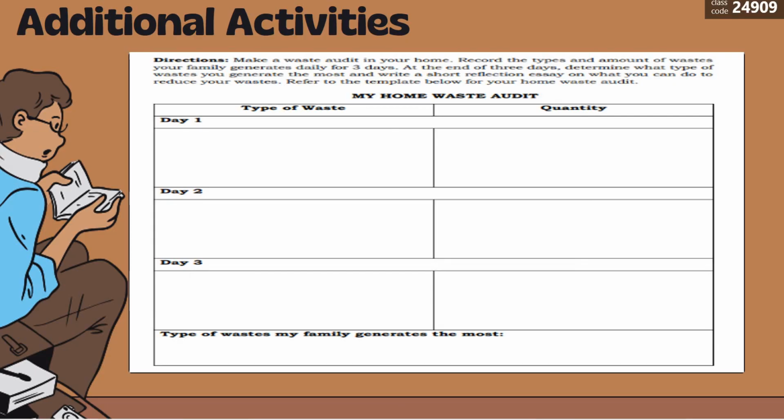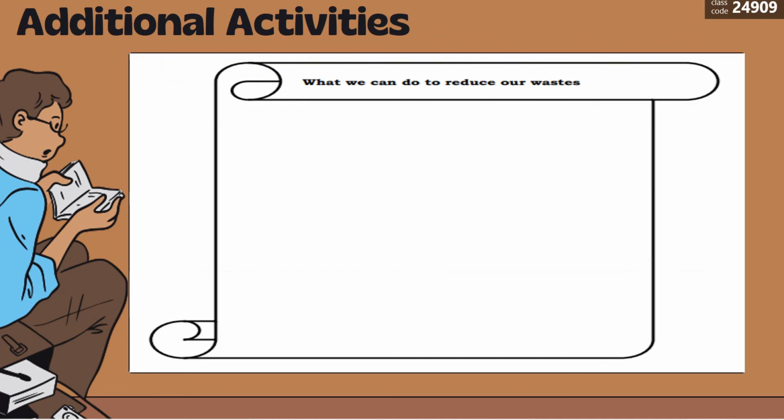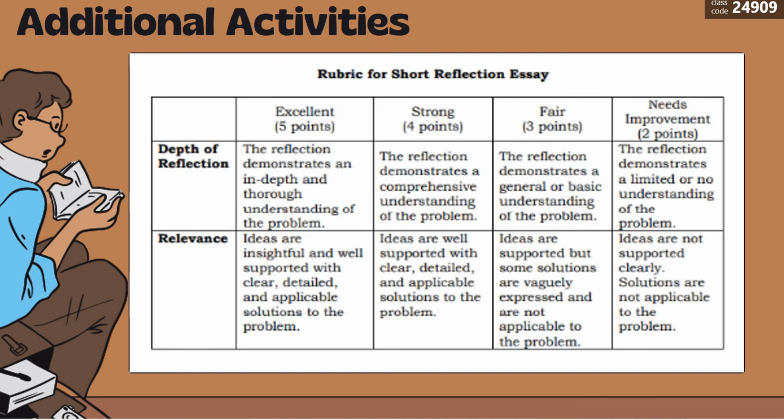And here are some additional activities for you to do. My home waste audit. Then you're going to create your essay here. And there is the short reflection essay. Excellent, 5 points; strong, 4 points; fair, 3 points; needs improvement. It's all about the depth of reflection and everything.